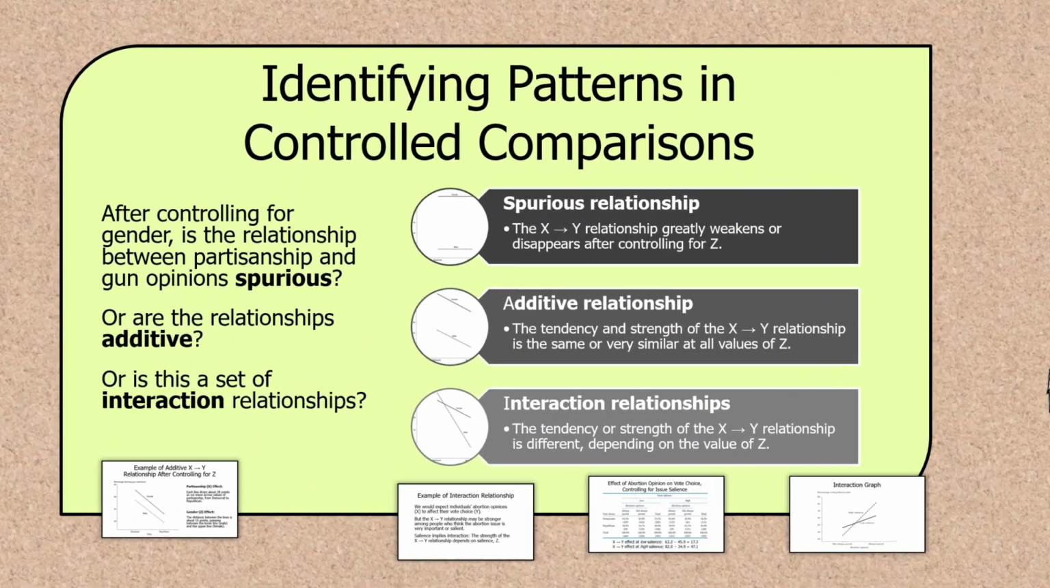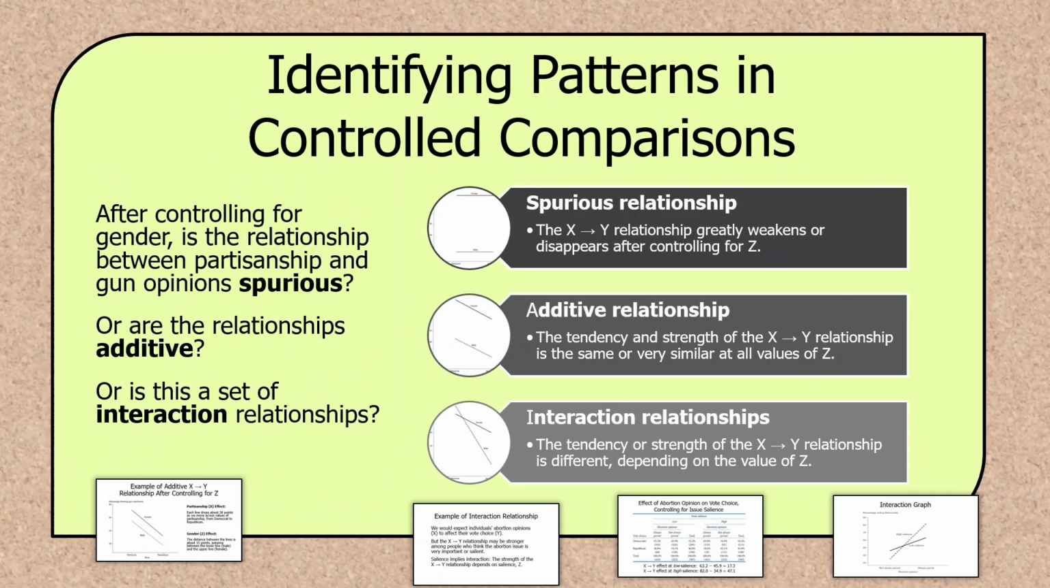Let's talk now more specifically about identifying the pattern in that data. And we'll also move on to look at a very different example of an interaction set of relationships. Question: after controlling for gender, is the partisanship and gun control opinions relationship spurious? Is it additive? Or is this a set of interaction relationships?